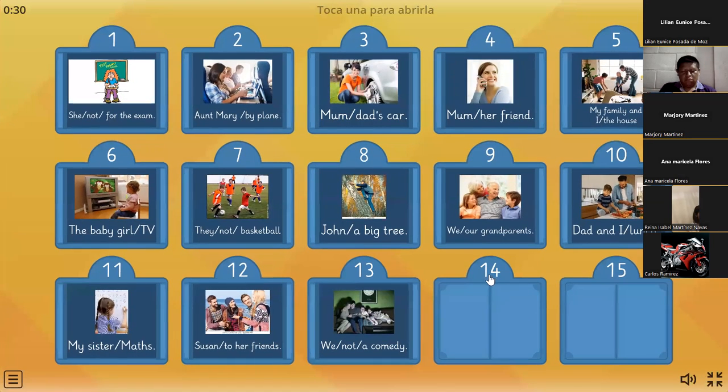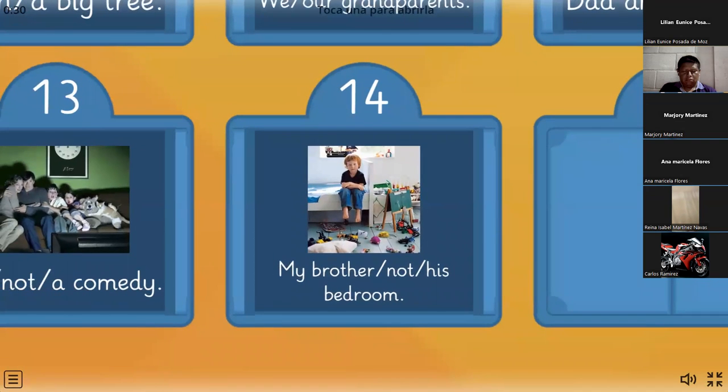Okay. It's missing 14 and 15. Who wants to participate? Moises? Está bien. Which one, 14 or 15? 14. Okay. My brother didn't. Playing? He played because he has a lot of toys around the bedroom. Okay.